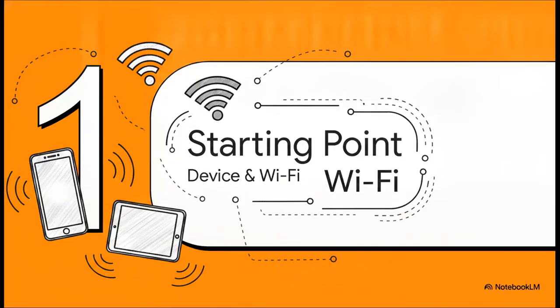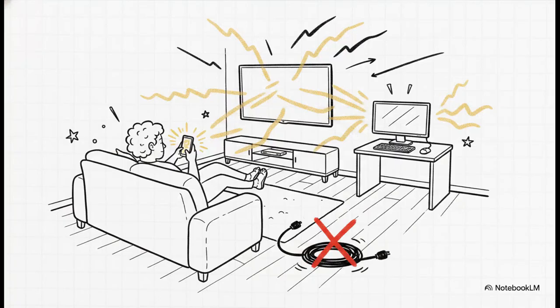Step 1, the starting point, your device and Wi-Fi. Picture this. You're just relaxing on the couch, right? And you decide to stream a video on your smartphone, your smart TV, or maybe you're browsing on your PC. The exact moment you press play, your device generates a request that flies right across the room via short-range radio waves. That's our Wi-Fi acting as the wireless bridge to your home's physical network. So instead of being tethered to the wall with a physical copper cable, these invisible radio frequencies are just effortlessly carrying your data straight through the air.